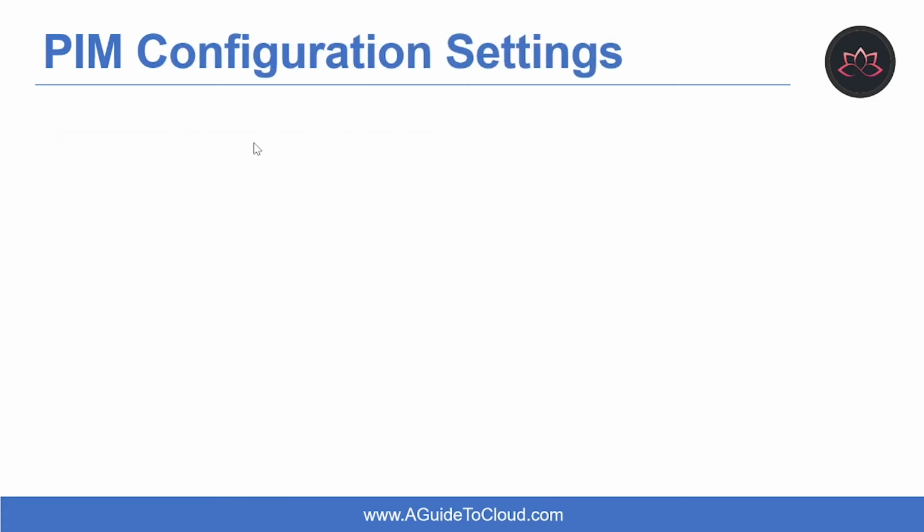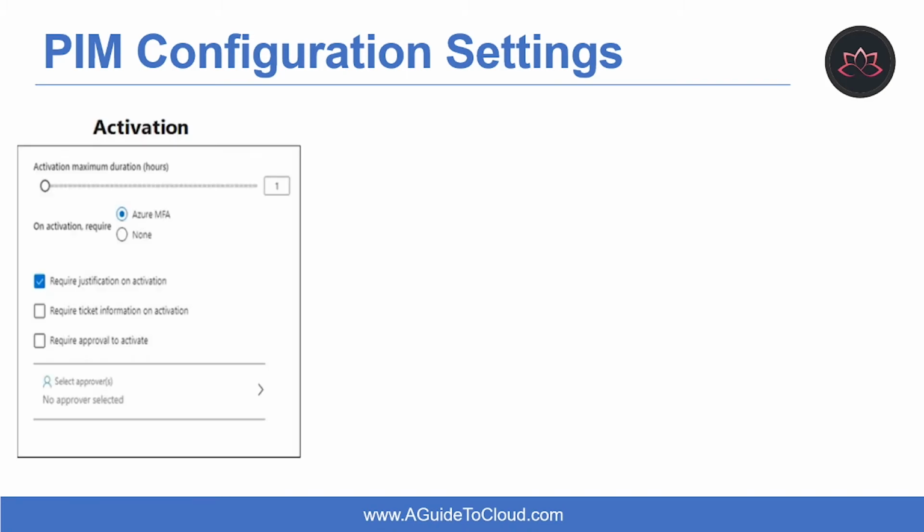So let us look at how we can configure the PIM and what are the settings available to configure privileged identity management. First, let's look at the activation settings. Under activation settings, there are few key things. The first one is activation duration.